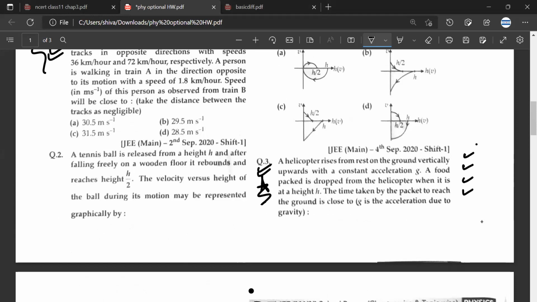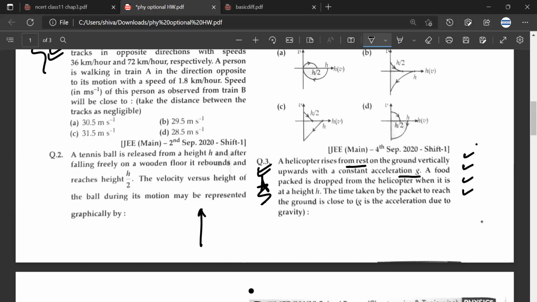Yeah. So a helicopter rises from rest. Underline this, from rest, because what this implies is that the initial velocity of the helicopter is zero, on the ground, vertically upward with a constant acceleration of g. Now, when this helicopter has an acceleration g, you have to focus on this acceleration g, not the Earth's acceleration g. Have you understood?